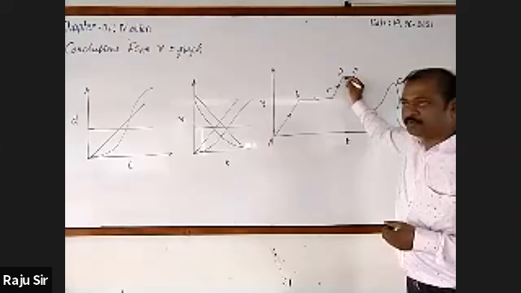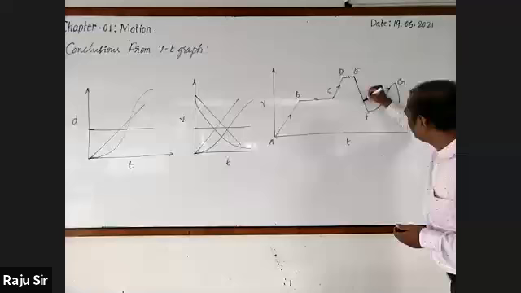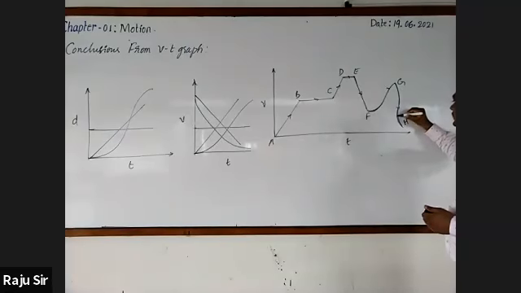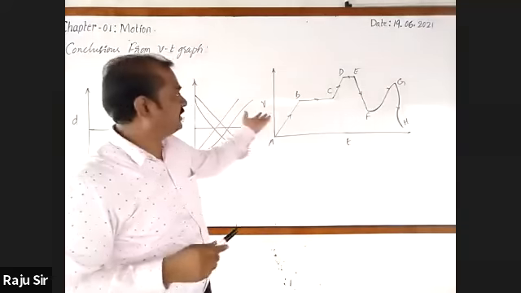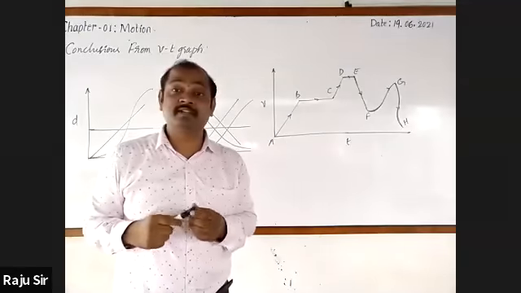CD, uniform acceleration. Very good. DE, constant speed or velocity. EF, uniform deceleration or uniform retardation. FG, non-uniform acceleration. Very good. G to H, non-uniform deceleration. We have come across all types in one graph only. Got it? Usually this type will also be given in the examination as well.